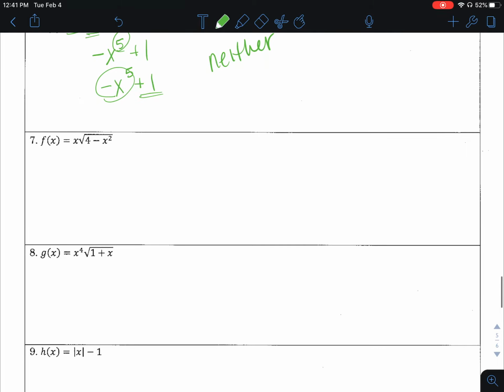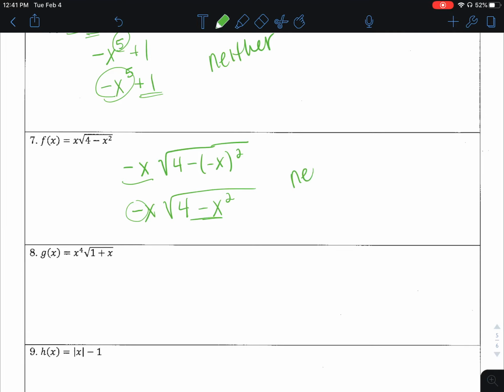All right, number 7, just because it has a square root sign in it, that does not change anything. All right, so we have negative x square root of 4 minus negative x squared. So this negative x out in front is just going to stay negative x. So this would be 4. Now, negative x squared is just going to be x squared. So it's going to look like this. Now notice the only thing that's changed is this out front. Everything else stayed the same. So this is neither.